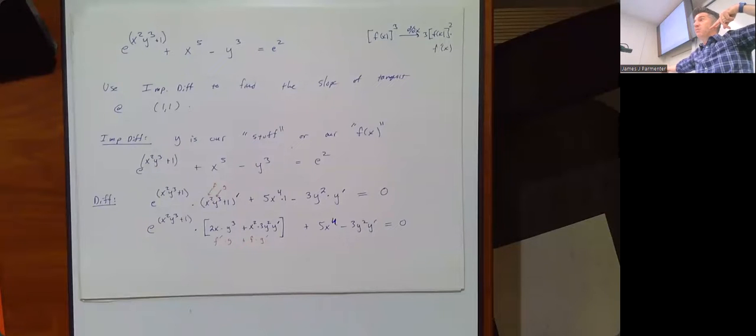It's going to be a lot nicer. So typically, if you're asked to find the slope of a tangent line at one specific point, it is usually in your best interest to plug in that point first.